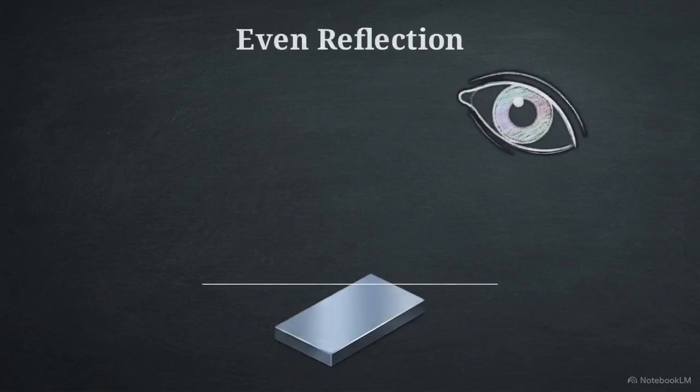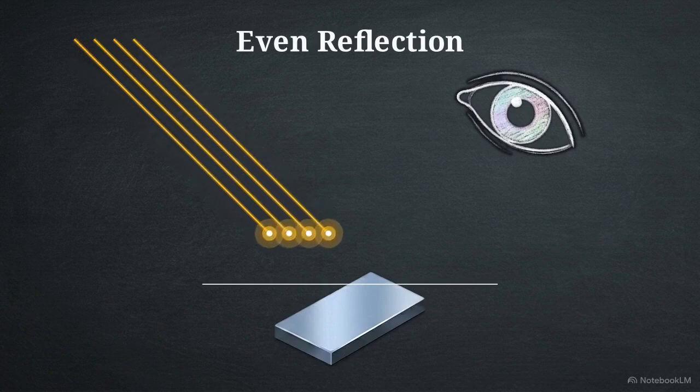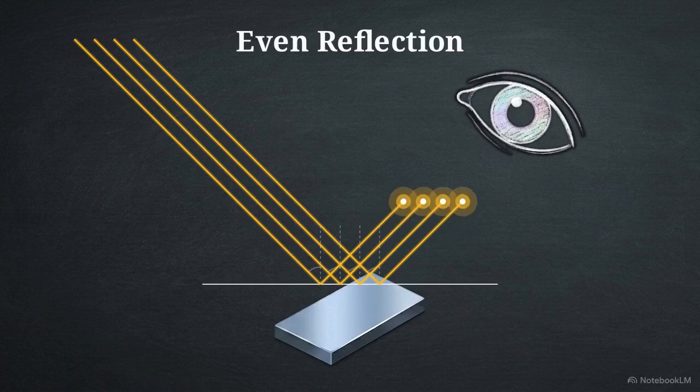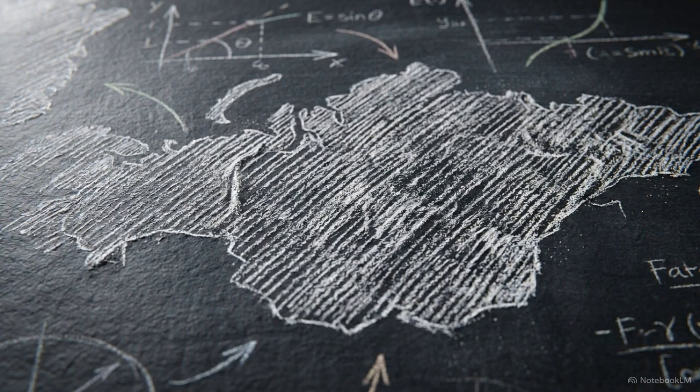This is even reflection. When parallel light rays hit a perfectly smooth surface, they bounce off in unison. Because they remain grouped, they deliver a concentrated image to your eye, allowing you to see your face in a mirror. Now consider a surface that isn't polished, like a standard sheet of paper.